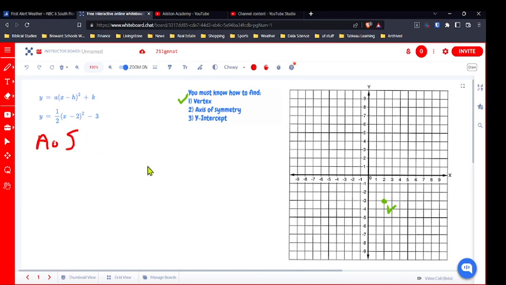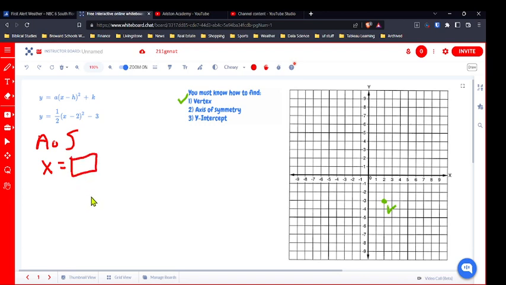Now, all the parabolas that we're working with here are either upward opening or downward opening, what we would call vertical parabolas. Therefore, the axis of symmetry would be a vertical line. Okay, so vertical line. All right. Now, all vertical lines have the form x equals some number. Okay, x equals some number.